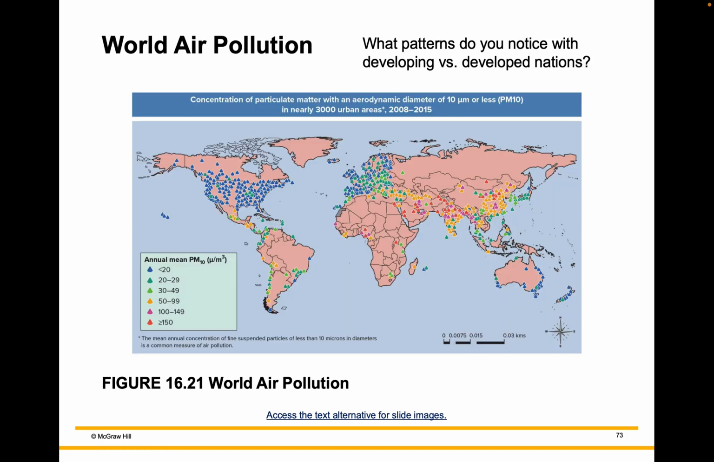Here's a map of world air pollution. So cooler colors like blues and greens have low annual mean particulate matter. So this one is just a graph or a visual of particulate matter pollution. The warmer the color, the more dust or particles there are in the air, the dirtier the air is, right? What I want you to do is pause the video, take a moment to study this graph or map. What patterns do you notice with air quality in developing versus developed nations?